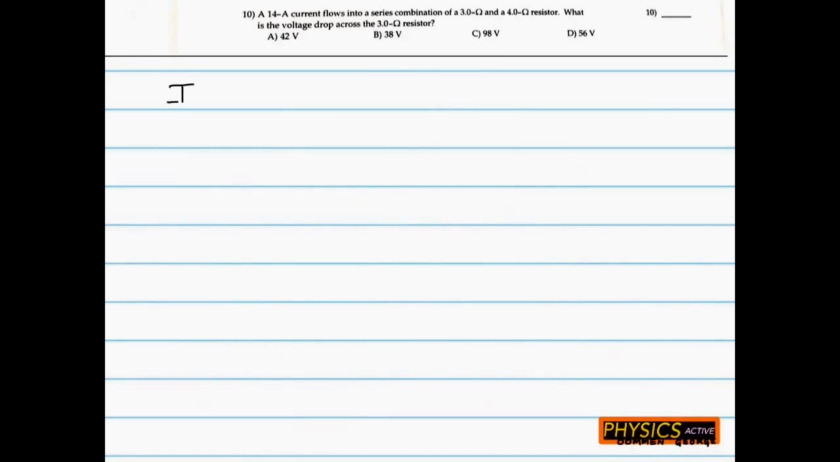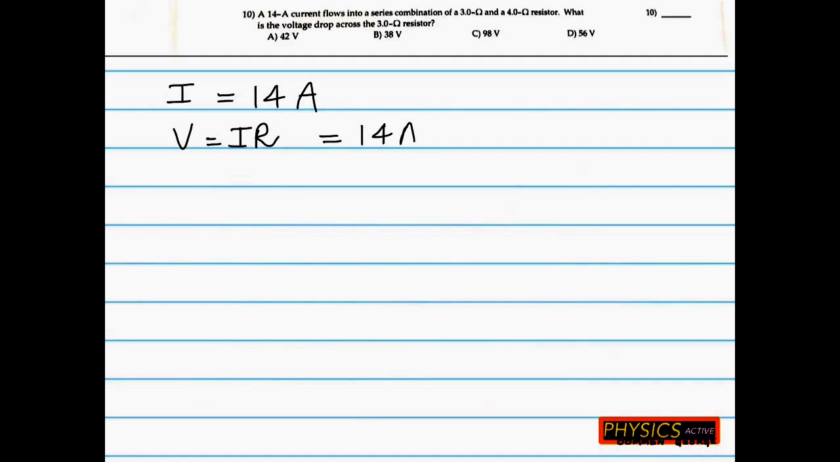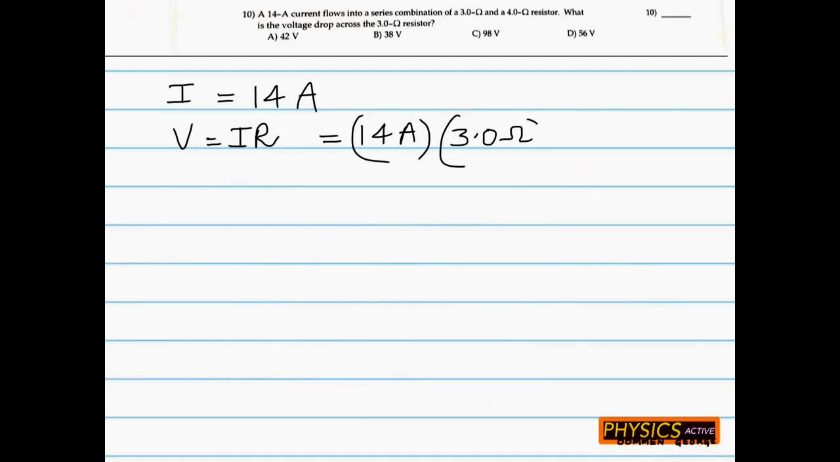And on the last one, here it's a series combination. Same current flows through both, and you want to find the voltage drop across the 3 ohm. All you got to do is multiply the given current, which is 14 ampere, with the resistance, which is 3 ohms. So you get 14 times 3, that's 42 volt. And similarly, the voltage drop across the 4 ohm would definitely be 14 times 4, which is what, 56 volt.